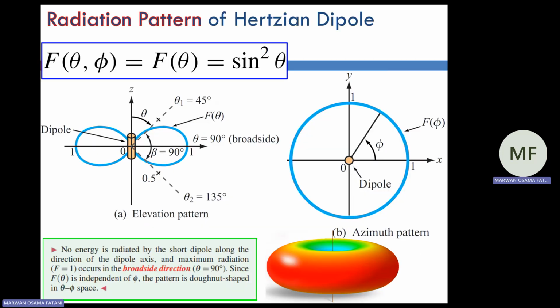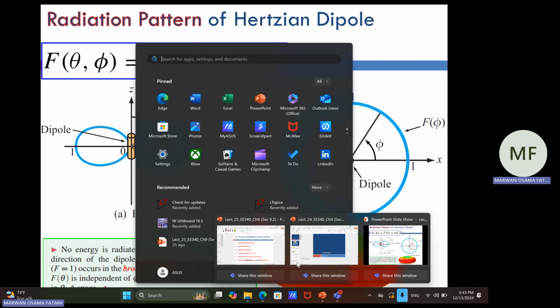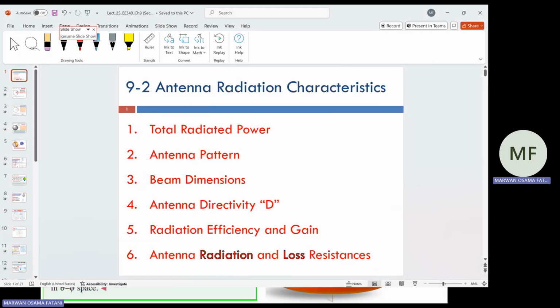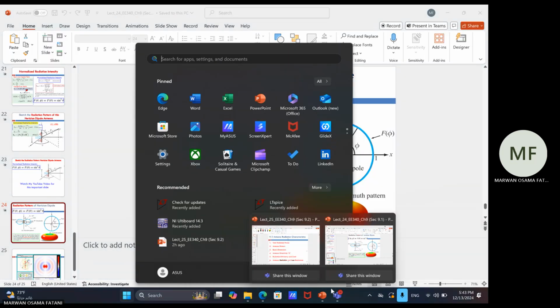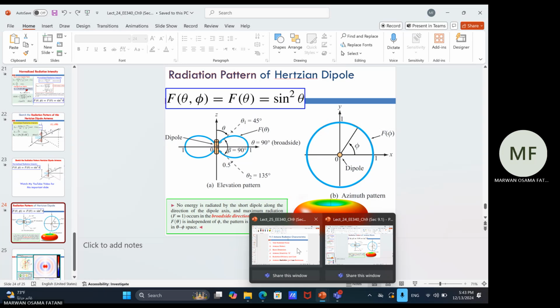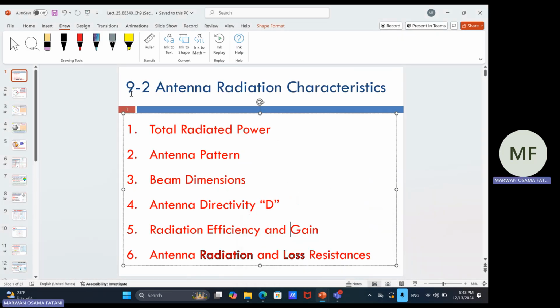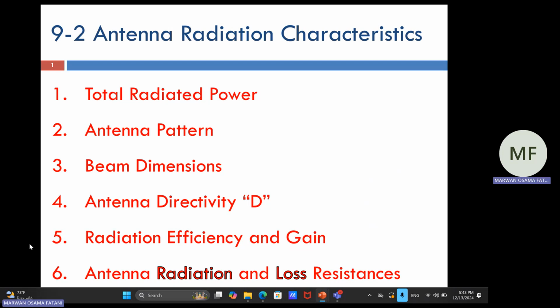And that's it for our first section. Now we are going to move on to the next section. We'll be talking about the antenna radiation characteristics. So there are 6 things we're going to go through: total radiated power, antenna power, beam dimensions, antenna directivity, radiation efficiency and gain, and antenna radiation and loss resistances.